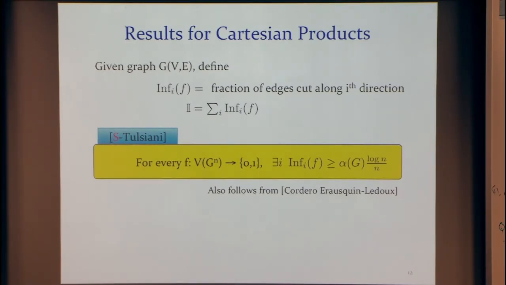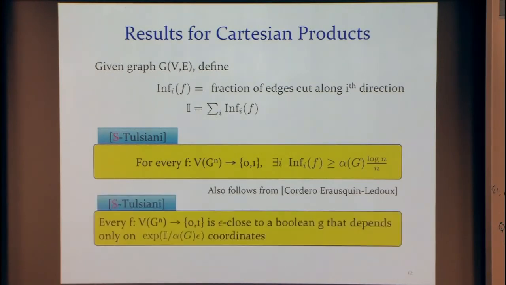Right, now I guess the definition of influence is very clear, right? You fix all the other coordinates randomly, and along one coordinate you vary the vertex and measure the fraction of edges cut. Right? And there exists a coordinate with influence that is at least log n by n, times a constant of the graph that's called the log Sobolev constant. We'll define that in a second, and we give a generalization of the Junta theorem.